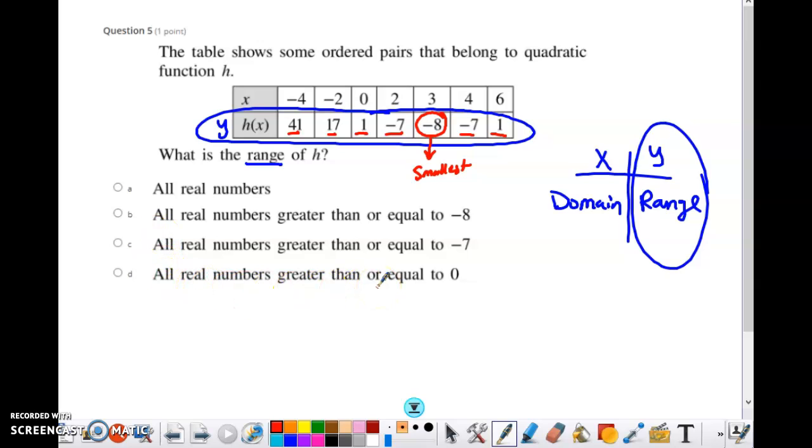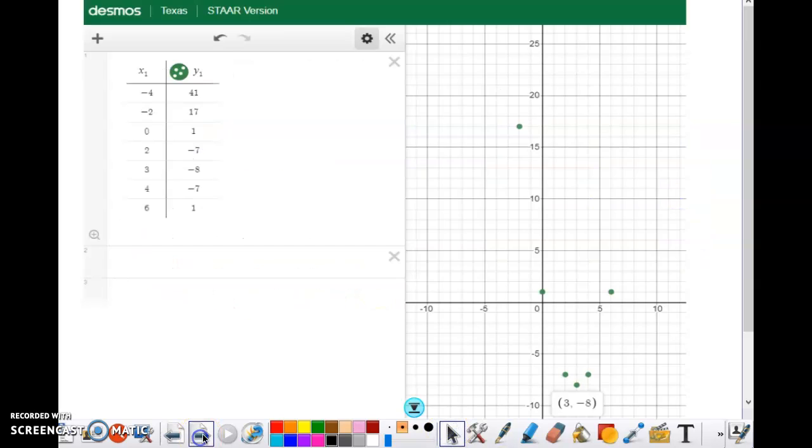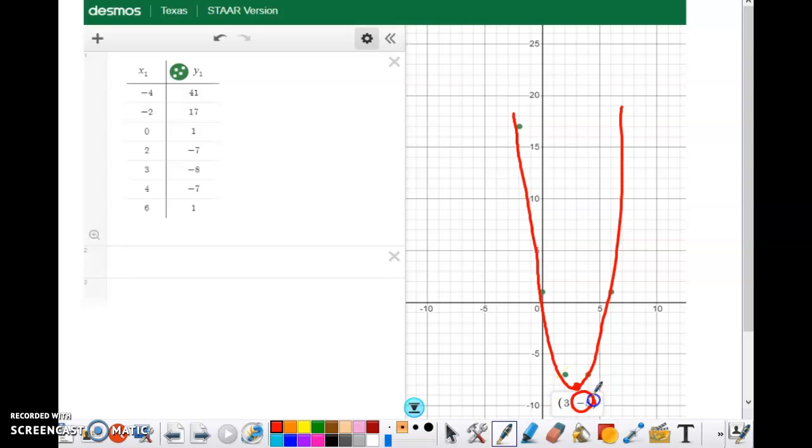And you can also, if you want to, remember we put it in the table, you can put it in the table in decimals and it graphs it for you. And you can notice that the quadratic looks something like this. Okay, the smallest number is -8 and the numbers get bigger, right?